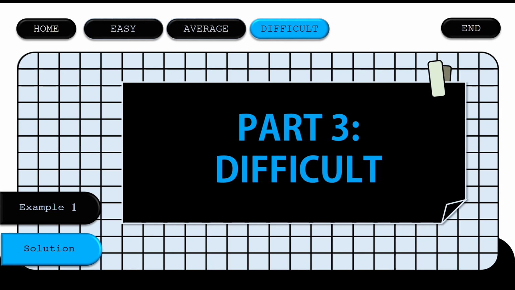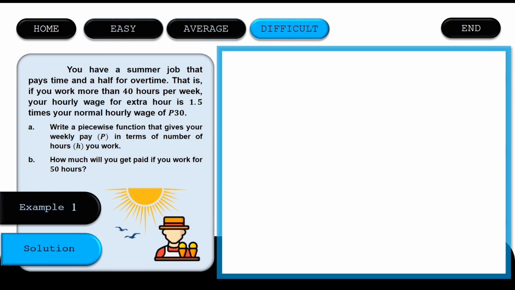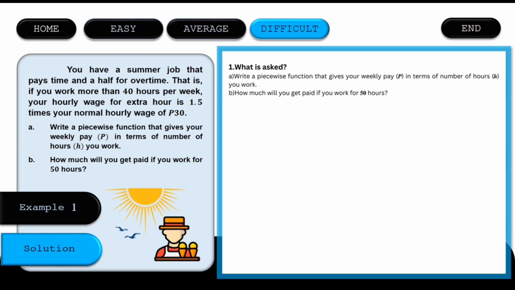And to our last statement, ang ating part 3, you have a summer job that pays time and a half for overtime. That is, if you work more than 40 hours per week, your hourly wage for extra hours is 1.5 times your normal hourly wage of 30 pesos. Write a piecewise function that gives your weekly pay in terms of number of hours you work. And how much will you get paid if you work for 50 hours? Sa ating what is asked, there are two things that the problem requires us to do. Ito yung ating A and B.